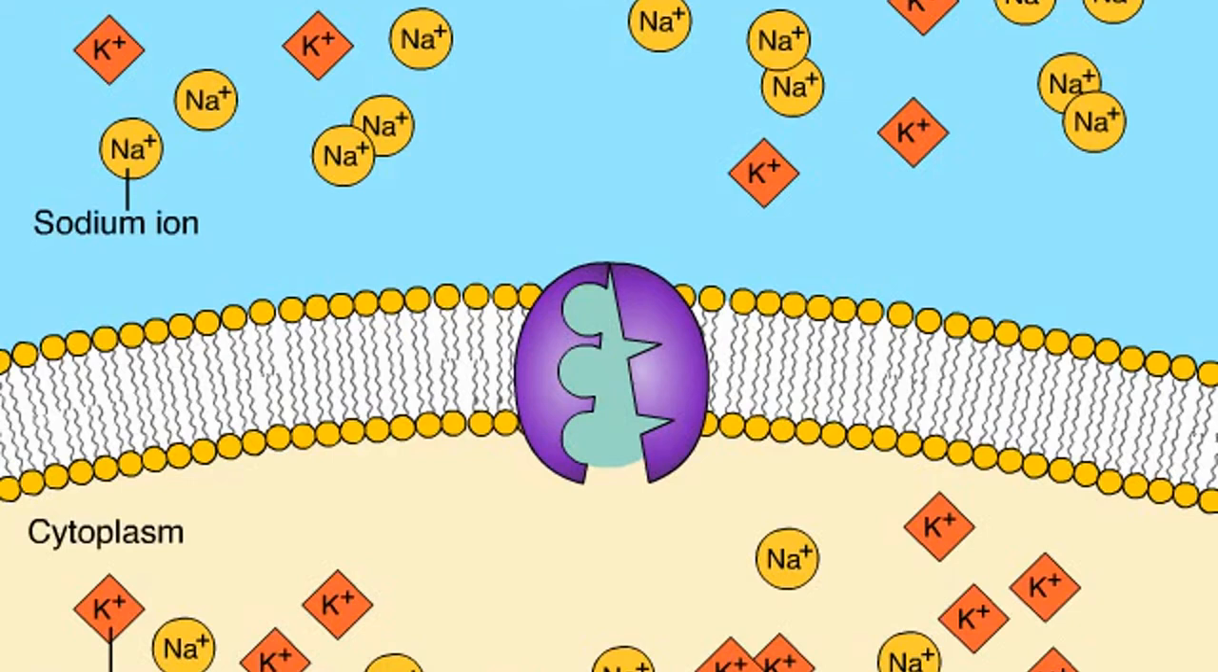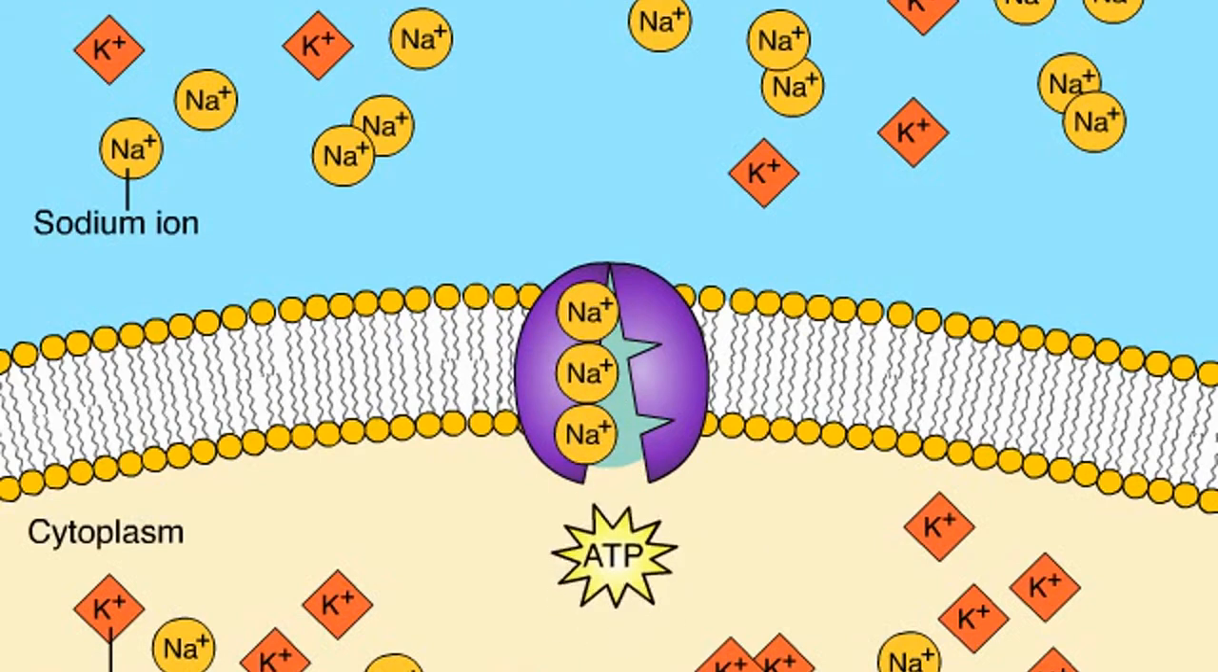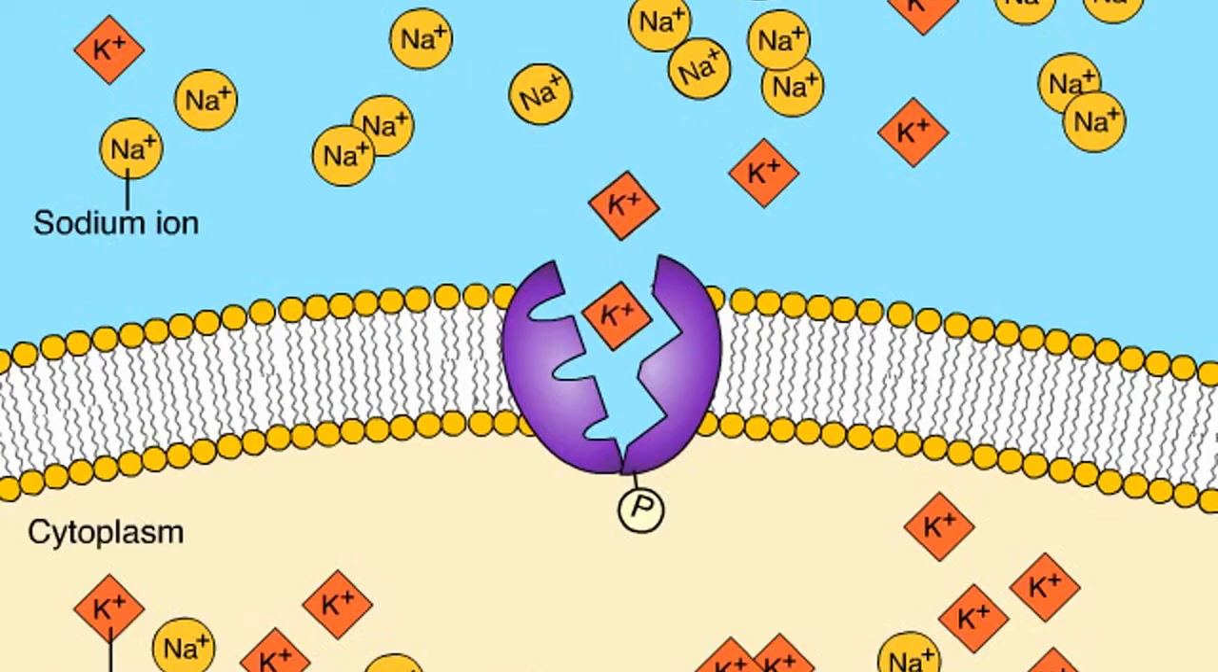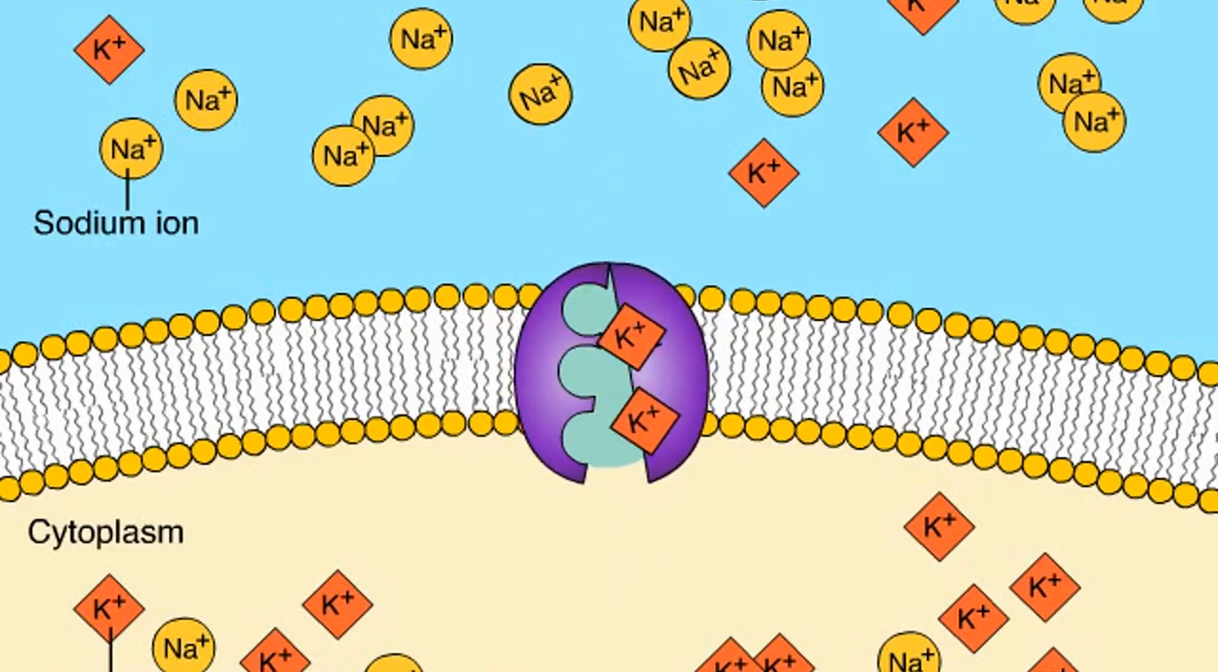Sometimes a cell needs to move a solute against its concentration gradient. This process is called active transport, and it requires input of energy from ATP. For instance, most animal cells need to expel sodium ions, Na+, and take in potassium ions, K+, both against their concentration gradients. Here is how the sodium-potassium pump works.